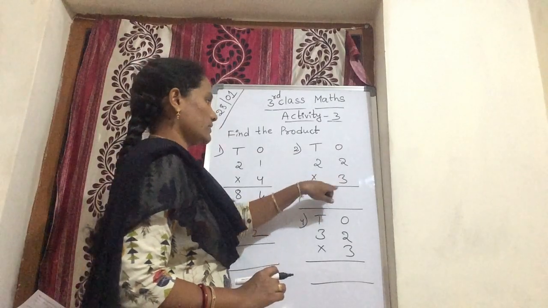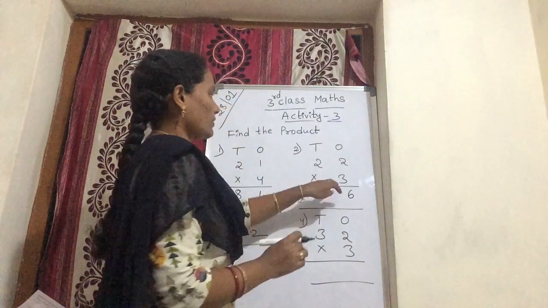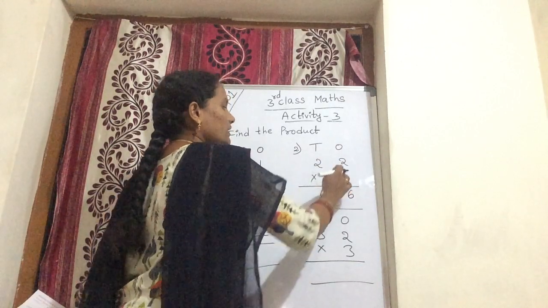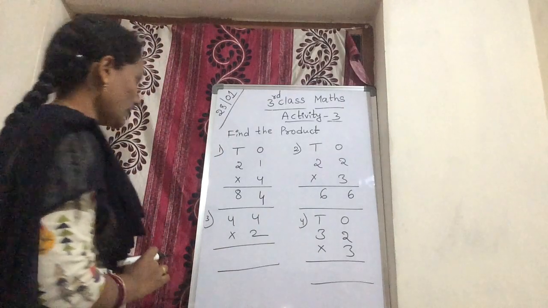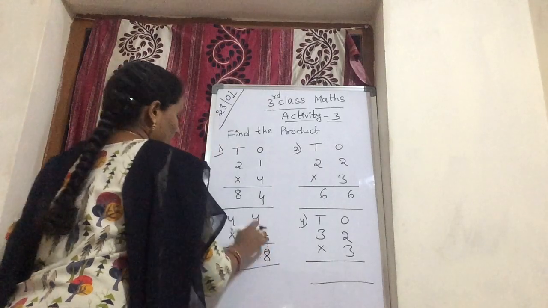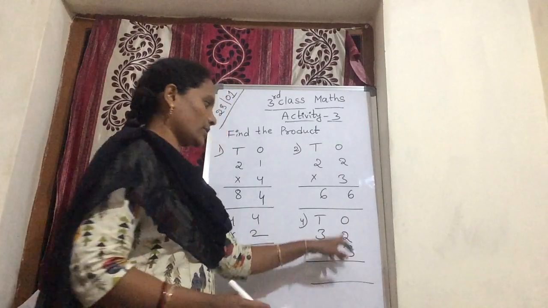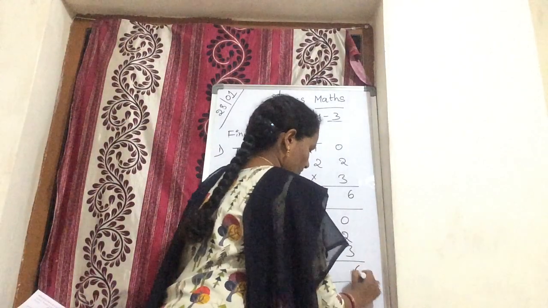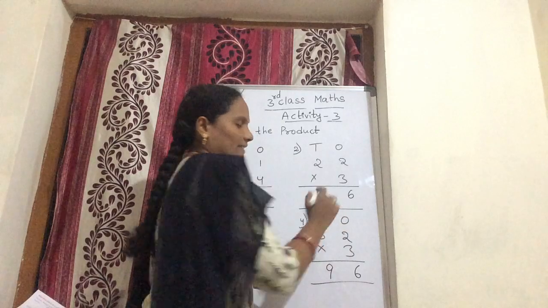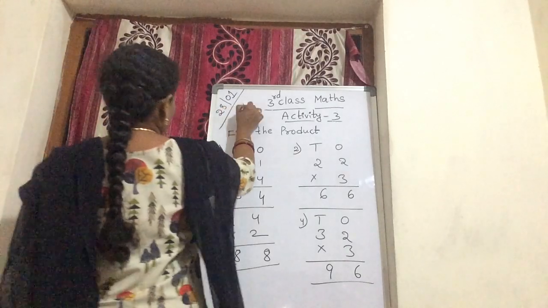Now, same. 3 2s are 6. Keep here. Now next, again 3 2s are 6. You get 66. 22 into 3, you get 66. Okay? Now next one, Amma. 2 4s are 8. Next again 2 4s are 8. Now coming to this, 3 2s are 6. 3 2s are 6. Now next 3 3s are 9. You get 96. Okay. Please children, copy. Write this in your class work.